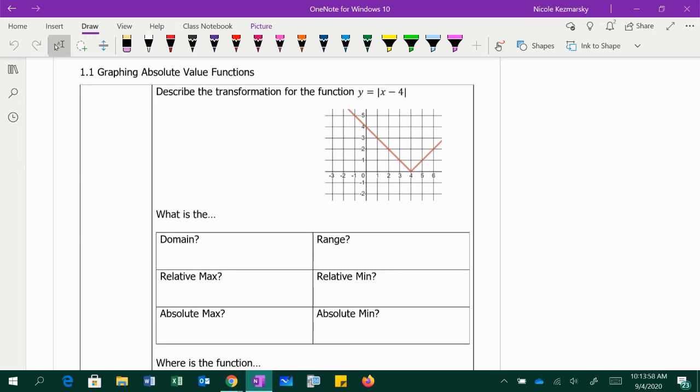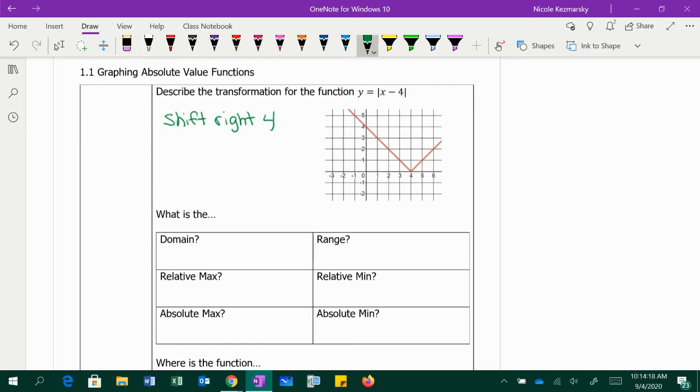So if we head back to our notes, when we describe our transformations, we're going to say we had a shift right 4 units. Then let's talk about domain.